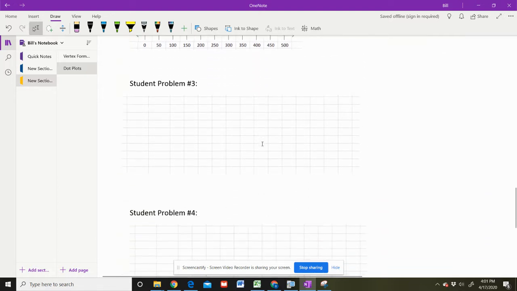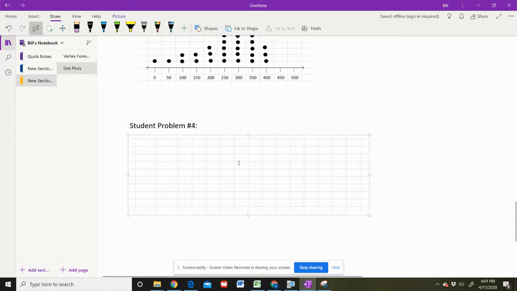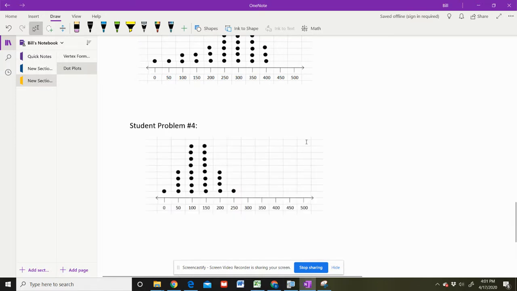All right, and now we're going to do the third problem. You're going to answer the questions on Edpuzzle, and then we'll come back and do our fourth problem. All right, and here is our fourth problem. For this distribution, answer the questions on Edpuzzle, and then we'll continue on. All right, thank you.